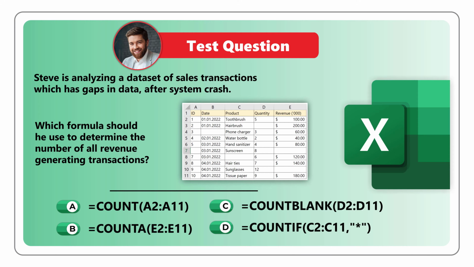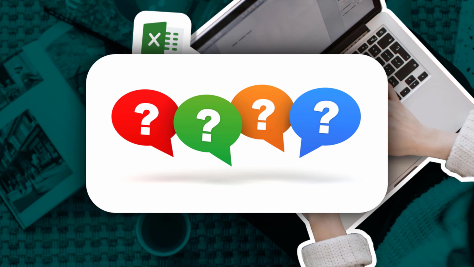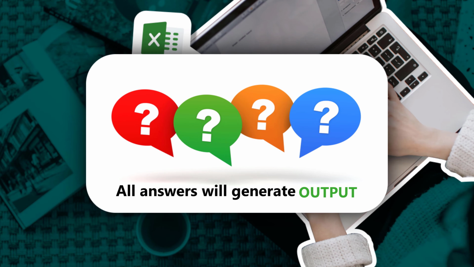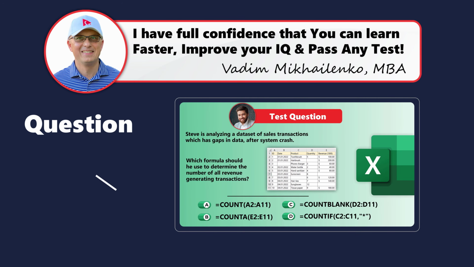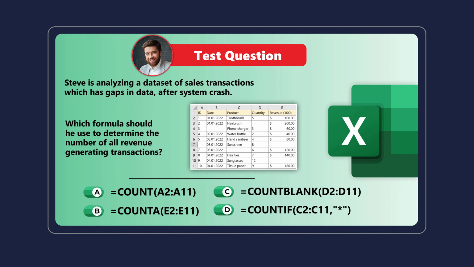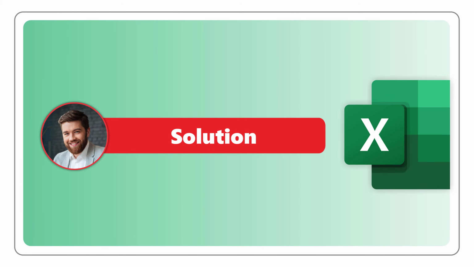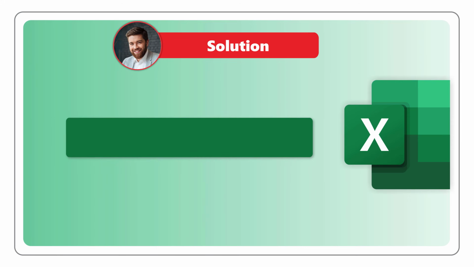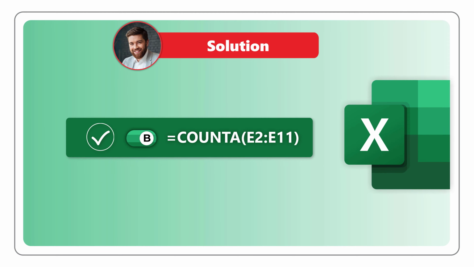What's interesting about this question is that all answers will generate the output, so there are no errors that will be generated. But to answer this question, you need to solve the business problem. And as usual, I'm going to move forward to share with you my version of the solution. And if you have a better way to solve it, please make sure to post in comments. I believe the correct answer here is choice B, COUNTA for the range E2 through E11.